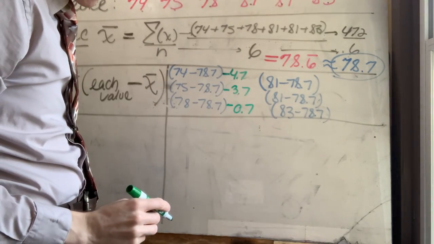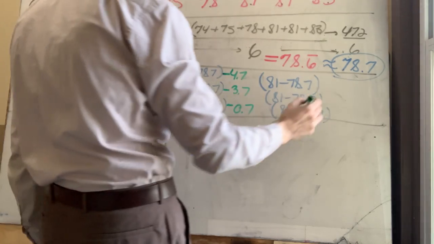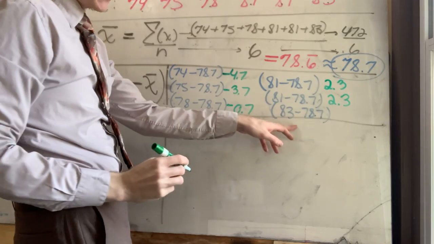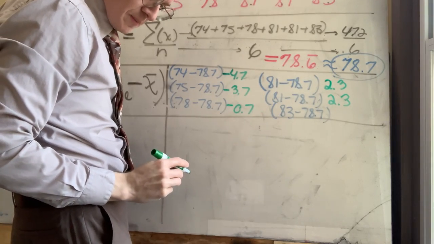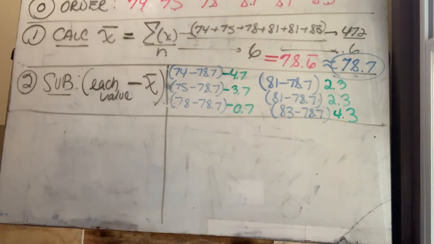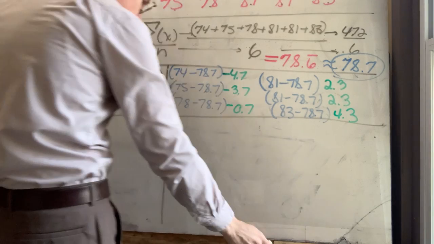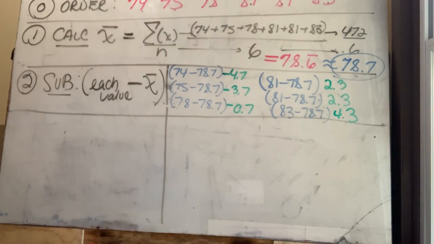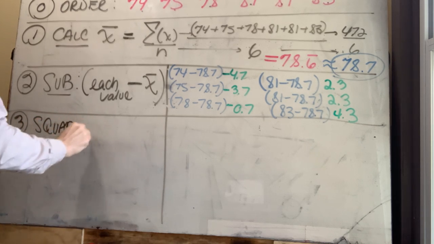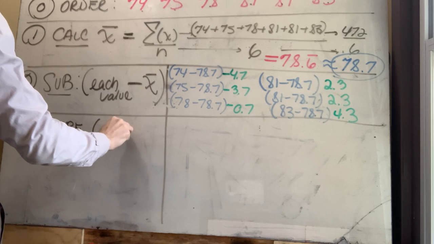81 is 2.3, and then 2.3 again, and then 83 is 4.3. What is in green is basically what you're going to use next. Step three, you're going to square each of the differences.